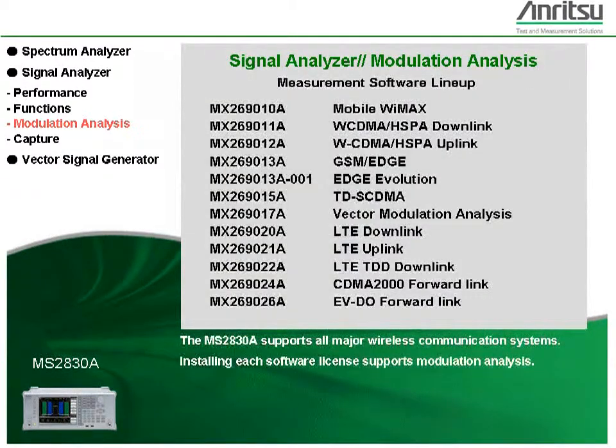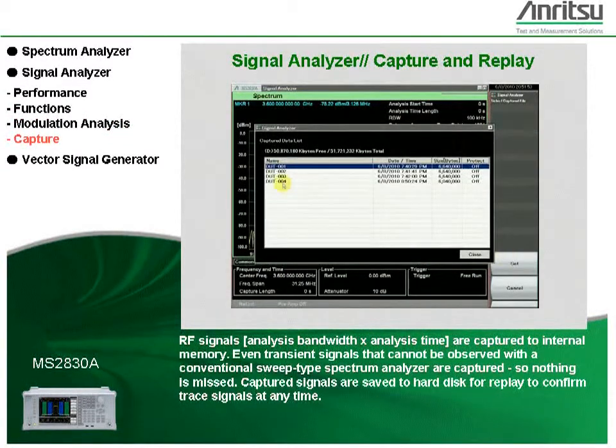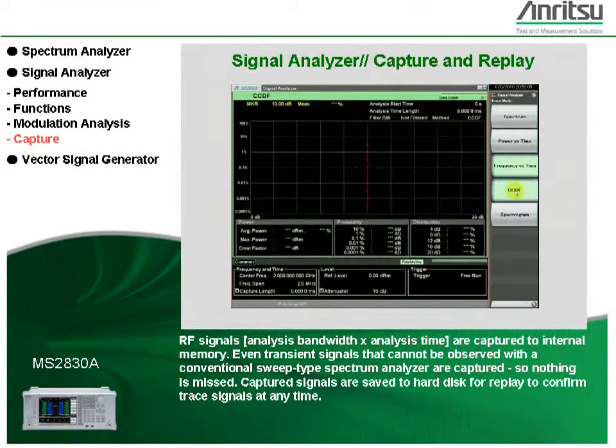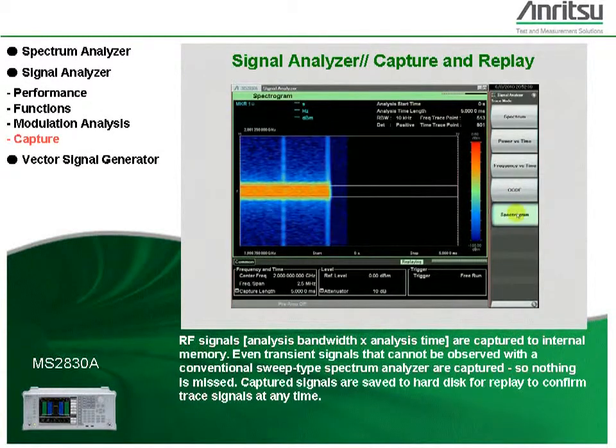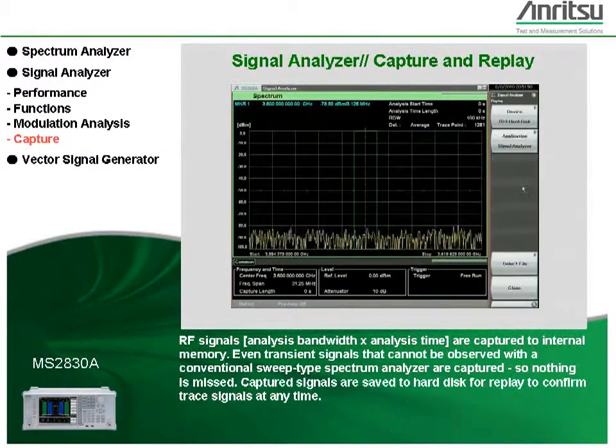The MS2830A supports all major wireless communication systems. Installing each software license supports modulation analysis. RF signals are captured to internal memory. Even transient signals that cannot be observed with a conventional sweep-type spectrum analyzer are captured, so nothing is missed. Captured signals are saved to hard disk for replay to confirm trace signals at any time.